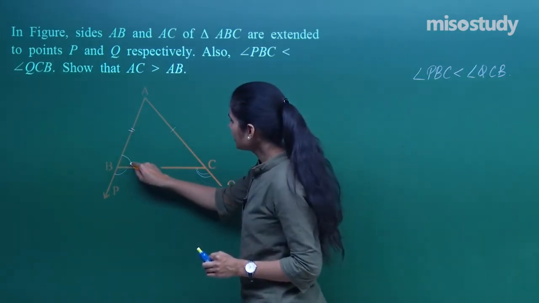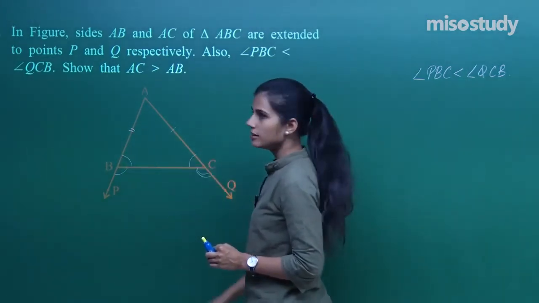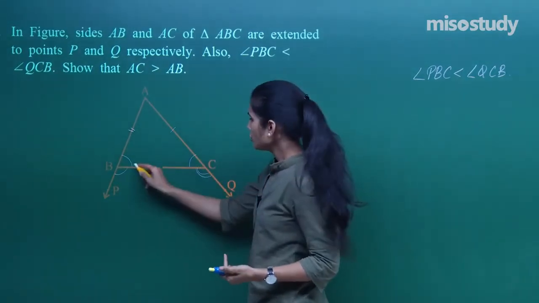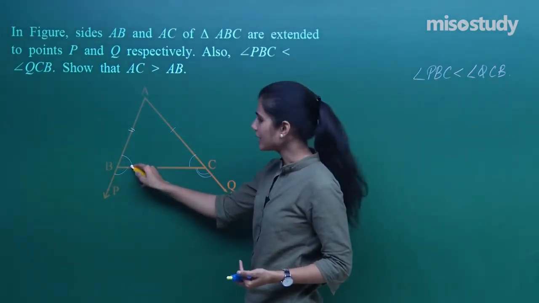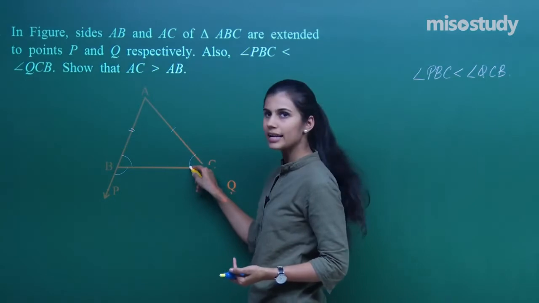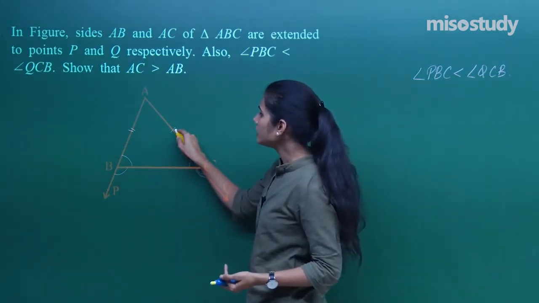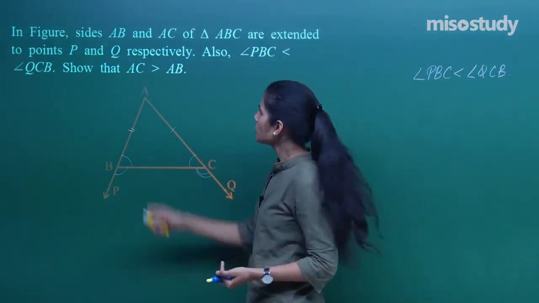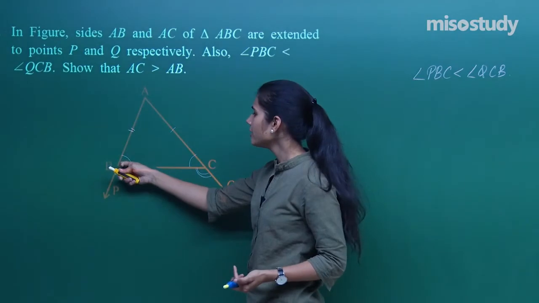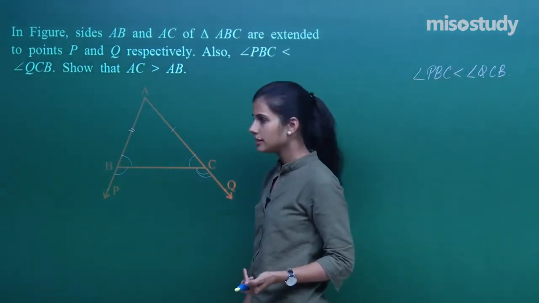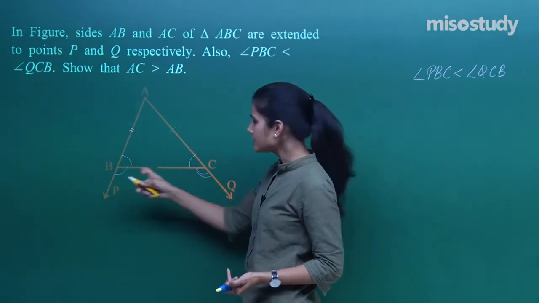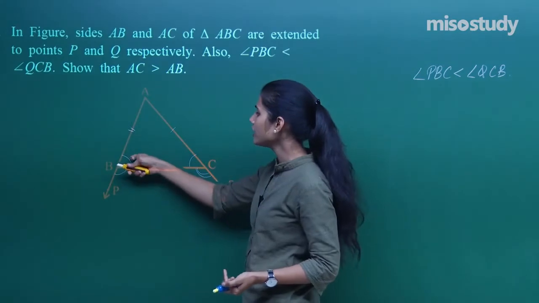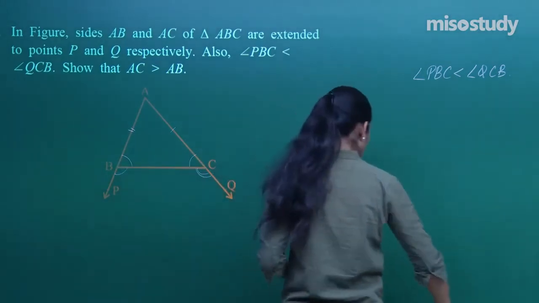If I show this angle is greater than this angle, I know the side opposite to the larger angle is greater. So if the internal angle at B is greater than the internal angle at C, then the side opposite to internal angle at B is AC. That will be greater than the side opposite to internal angle at C, which is AB. So AC will be greater than AB. So my aim is to show that internal angle at B is greater than internal angle at C. External angle at B is given to be less than external angle at C. That is all that is given to me. So how do I actually prove from here that internal angle at B is greater than internal angle at C? Let's see.